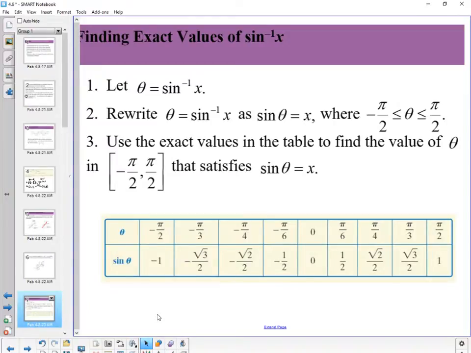Theta is the angle, and then it's what the value of that would be at that point. Okay? And these are for the inverses.